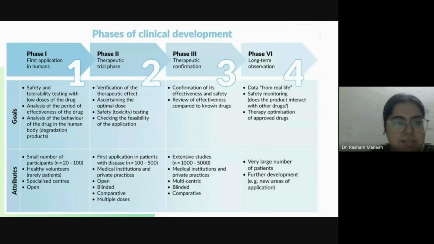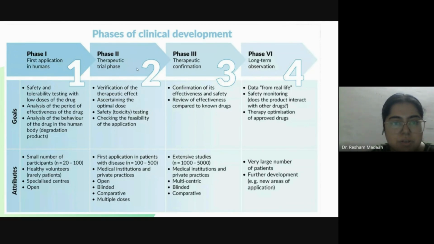Then we have the phases. The first phase is basically the first application in humans after the preclinical trials on animals. In this, we majorly focus on the safety and tolerability of the drug, and we take very low doses of the drug. We analyze the behavior of the drug in the human, how it works, and a very small number of people participate in it. These people are usually healthy volunteers, and specialized centers are there for this phase 1 trial.